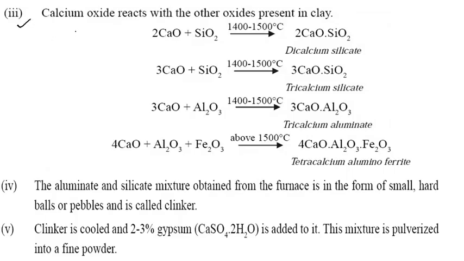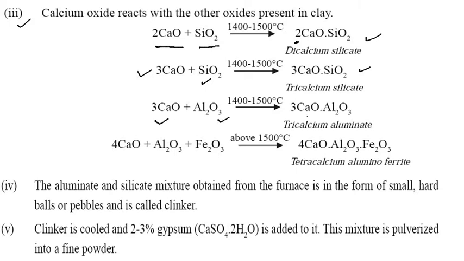Now come to the reaction, what happened in this. Calcium oxide reacts with other oxides present in the clay. So calcium oxide and silica at a temperature of 1400 to 1500 degrees C form dicalcium silicate, which is double CaO. Now 3 calcium oxide react with silica at 1400 to 1500 degrees C. It forms tricalcium silicate, the name of this compound.